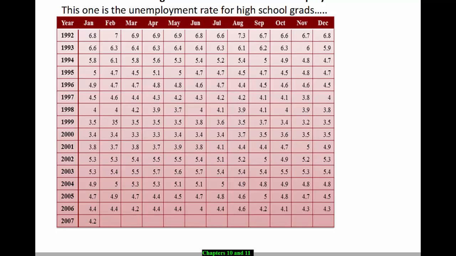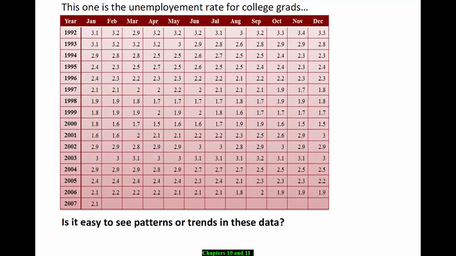Let's take a look at the next tabular display. This one is the unemployment rate for college graduates. Notice that the numbers do appear a little bit lower. The highest are in the 3s and the lowest are in the 1s.